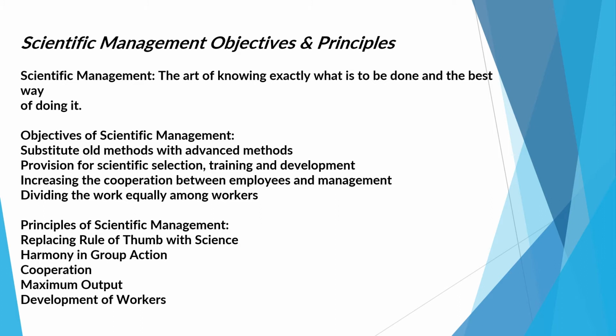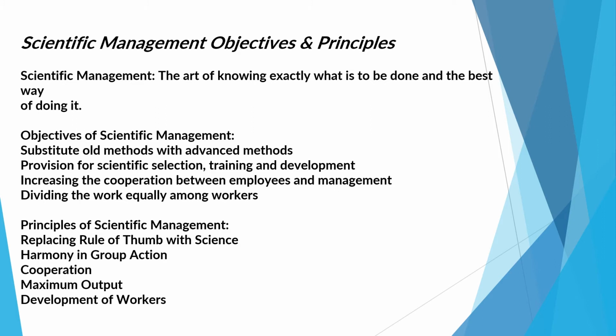Scientific management is the outcome of using scientific knowledge and scientific methods in different aspects of management to solve management related problems. F.W. Taylor is the first person who had applied scientific methods to solve management problems. So, therefore, Taylor is known as the father of scientific management.